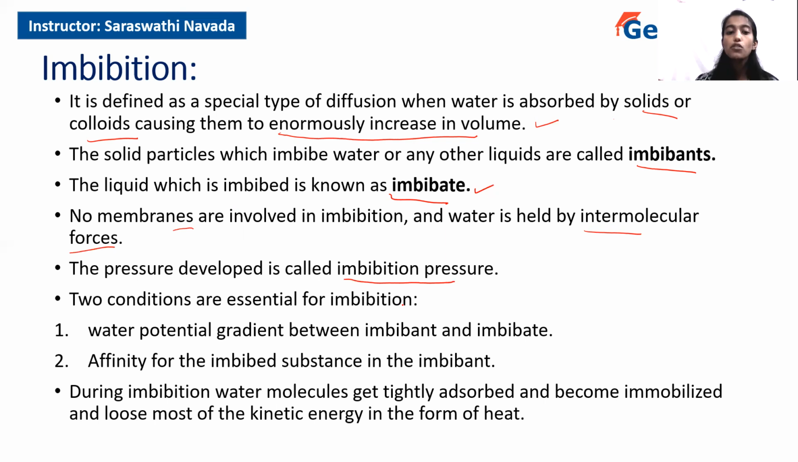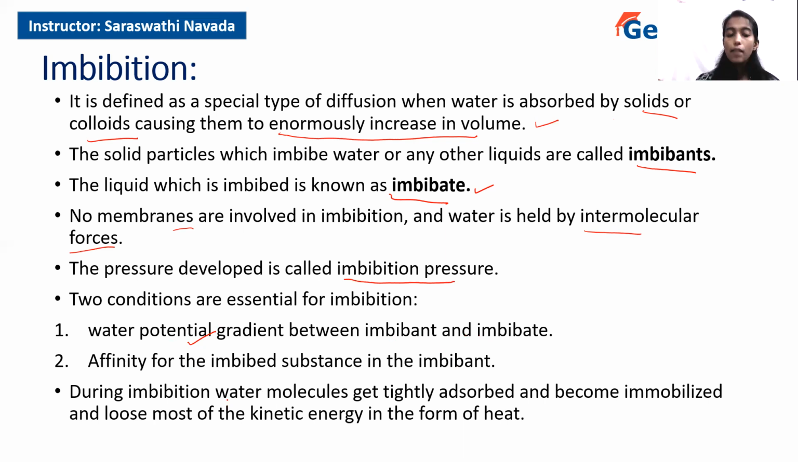For imbibition to occur, two conditions are essential. One is the water potential gradient between the imbibant and imbibate, and the other is the affinity of the imbibant for the imbibed substance. How much affinity the imbibant has towards the liquid determines the rate of imbibition. Similarly, the water potential gradient between the imbibant and imbibate also determines the rate of imbibition.